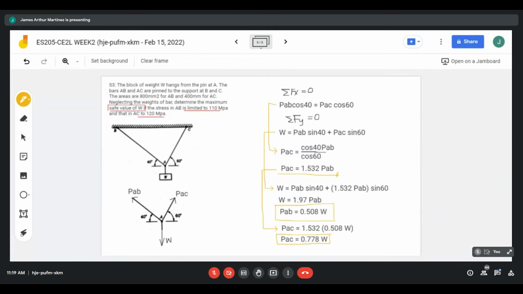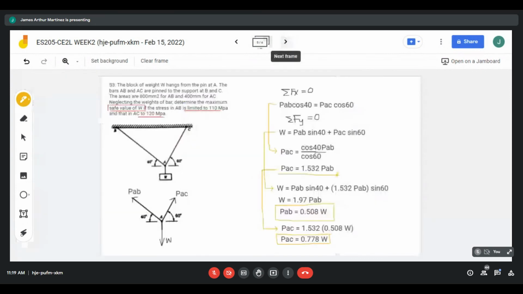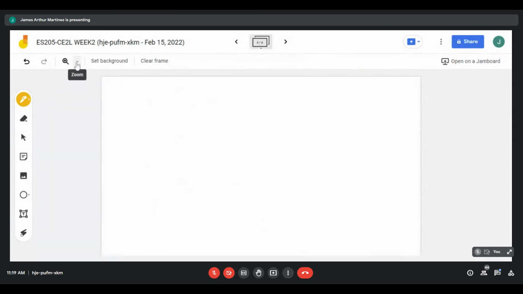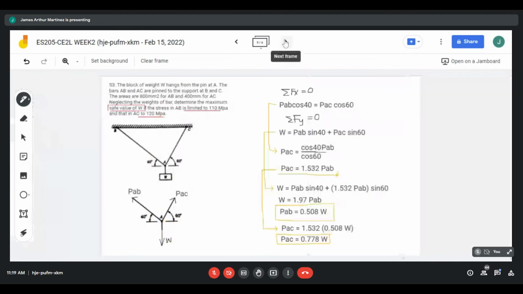Okay. So now we have equations and relationships with respect to the weight and our internal forces at AB and bar AC. So let's solve for W, and let's try to determine what value is the safe maximum value for W. So first, AB.